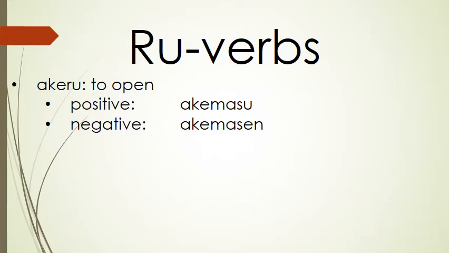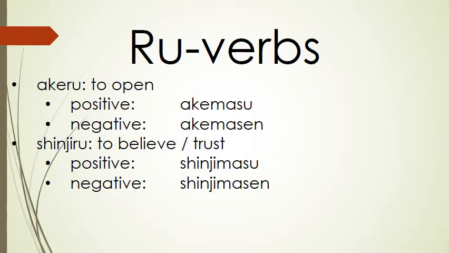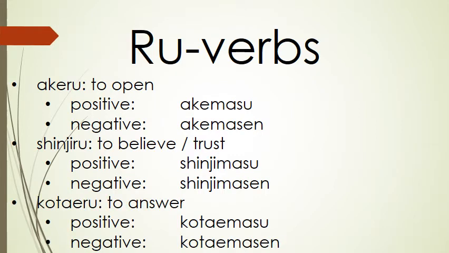If we take akeru, to open, its positive non-past form would be akemasu. Its negative non-past form would be akemasen. Looking at shinjiru, to believe or to trust, its positive non-past tense would be shinjimasu, and its negative non-past tense would be shinjimasen. And for kotaeru, to answer, its positive non-past form would be kotaemasu, and its negative non-past form would be kotaemasen.